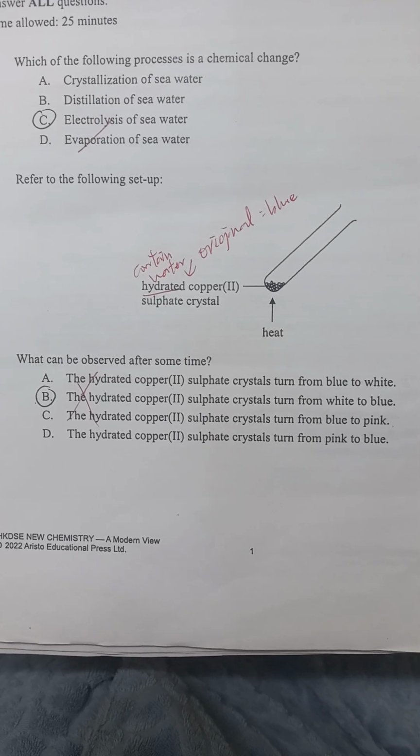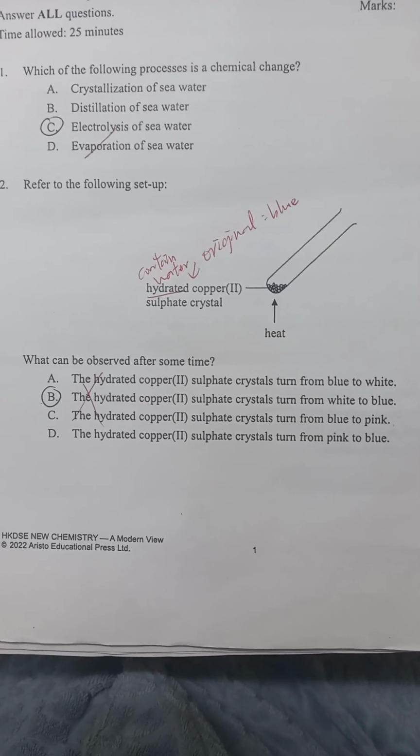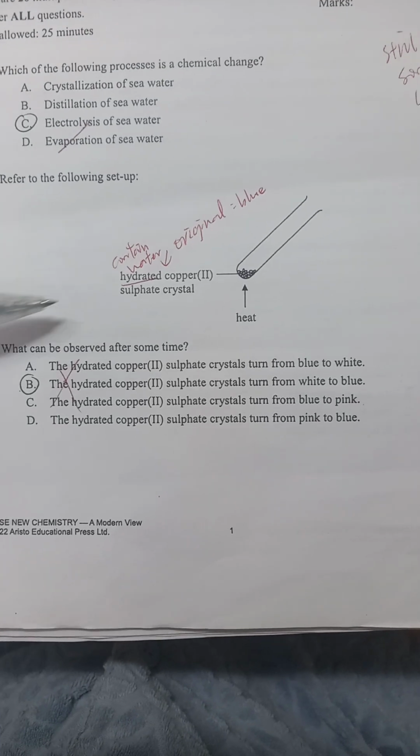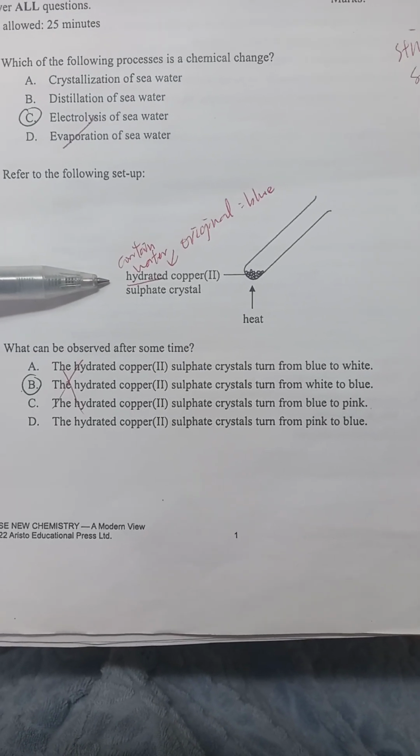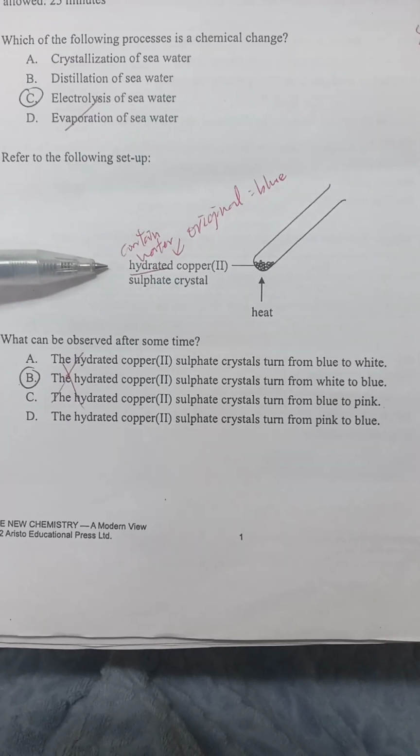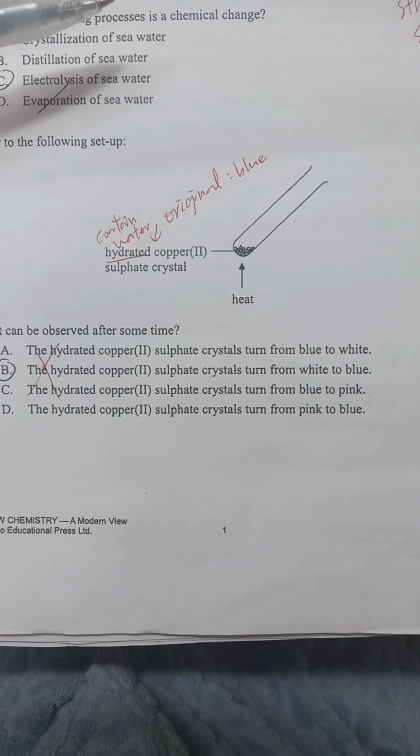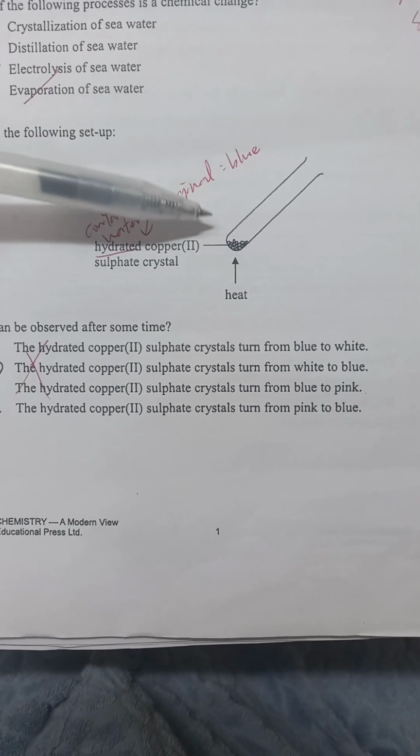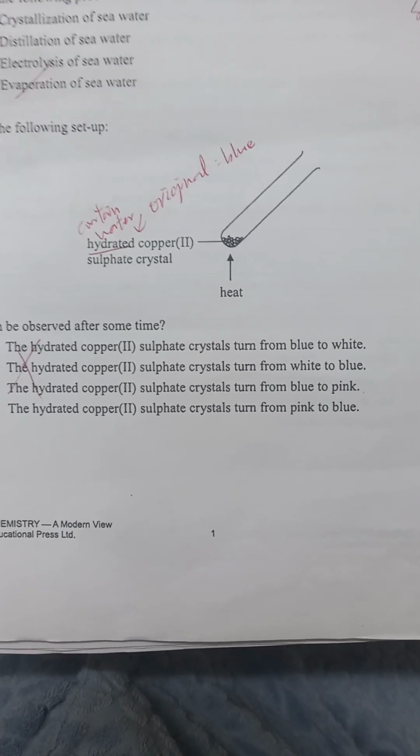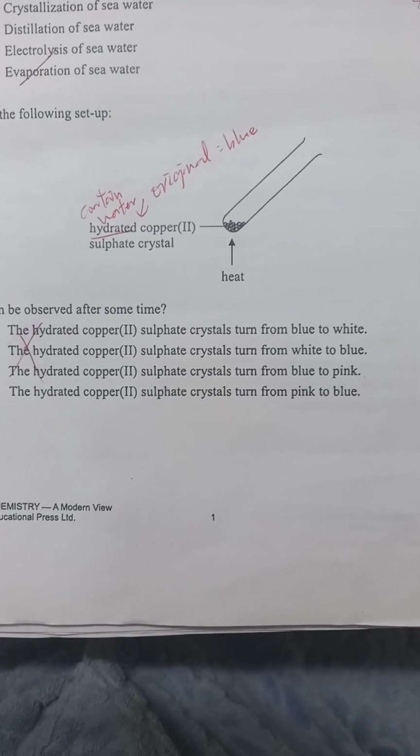Class, I would like to go through our first homework. So please pay attention. For this question, this is originally hydrated, that means with some water moisture. So it is originally blue in color, but after heating up, the water will be evaporated. That's why it will turn to the anhydrous form, without the water. So it will change to white. So the answer should be A.